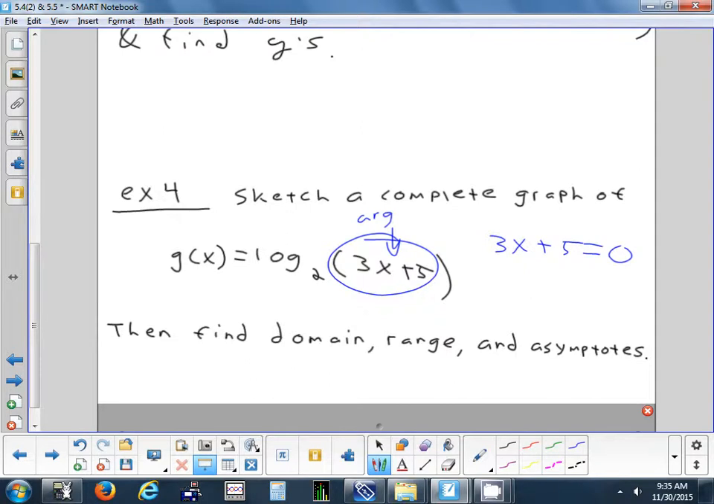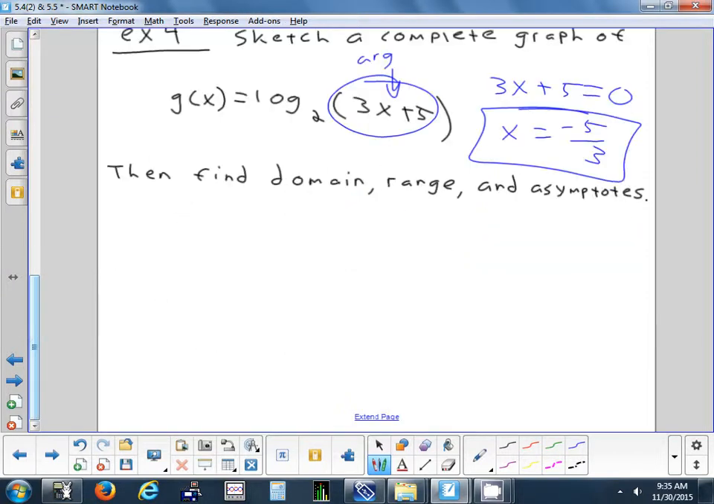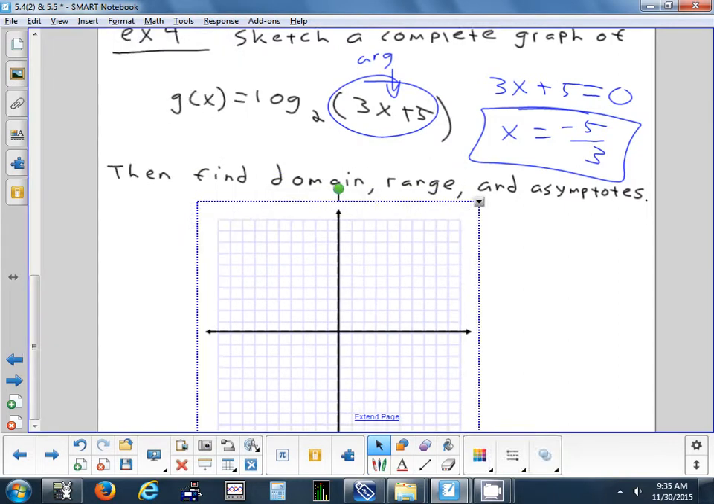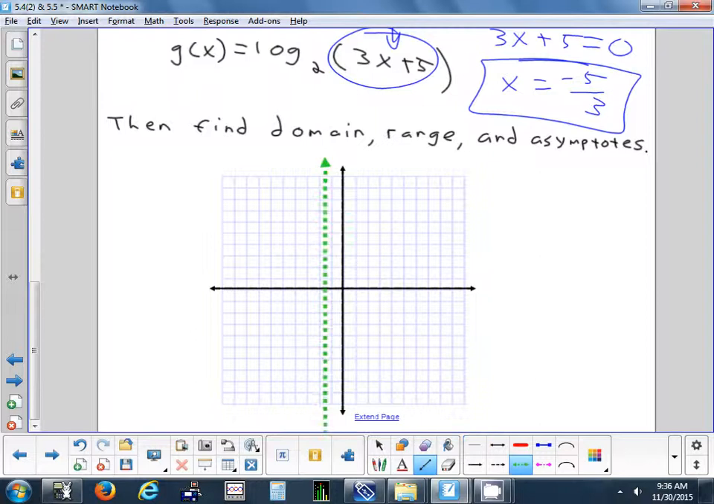So Paige, how do I solve for x? Subtract 5. Yep. Divide by 3. Subtract 5, divided by 3. There's my vertical asymptote, x equals negative 5/3. All right, let's put that in. If you're not sure what negative 5/3 is, that's negative 1.6 repeating. So put a vertical asymptote at about negative 1.6.